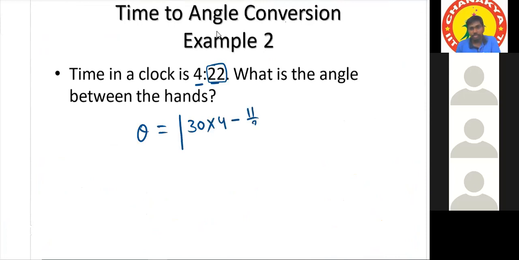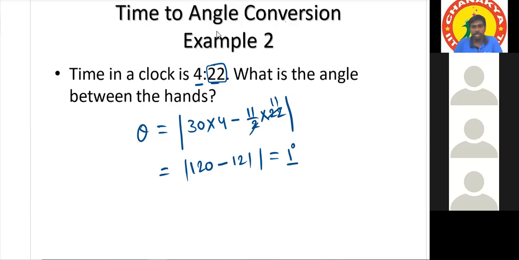m is 22. Solve this, simplify. 120 minus 11 into 22 by 2, 11 elevens are 121. And the answer is minus 1 degree. When it comes out, it will be positive. Inside it is negative only, but when it comes out, positive. Sir, 1 degree is the answer.